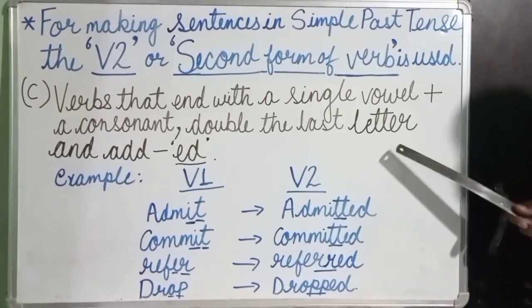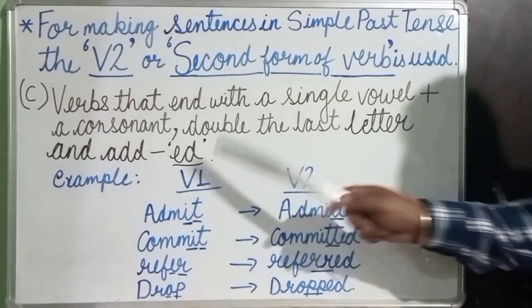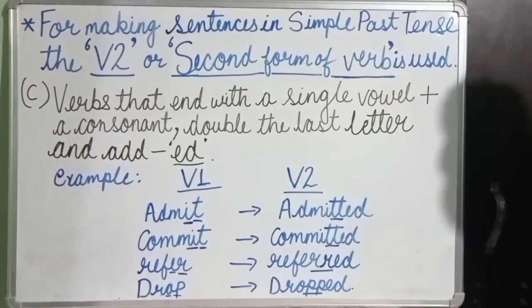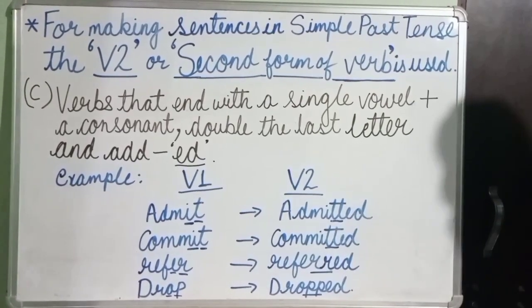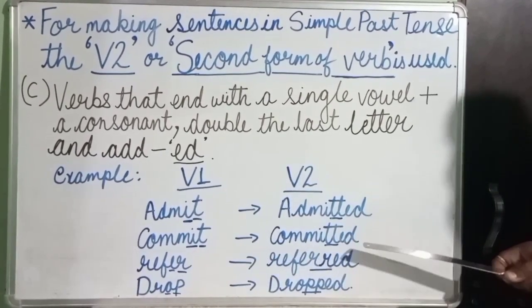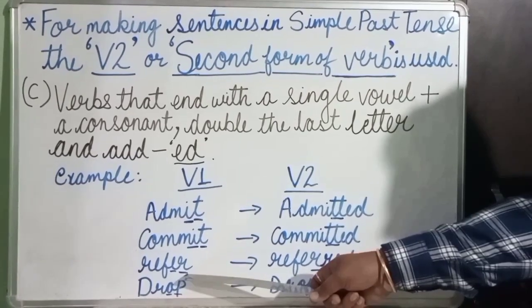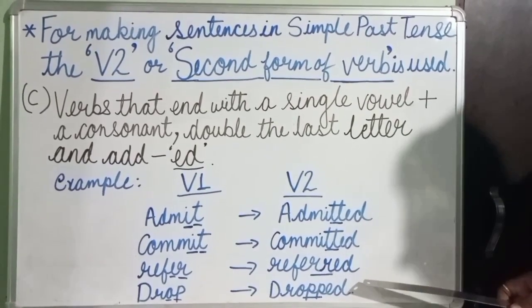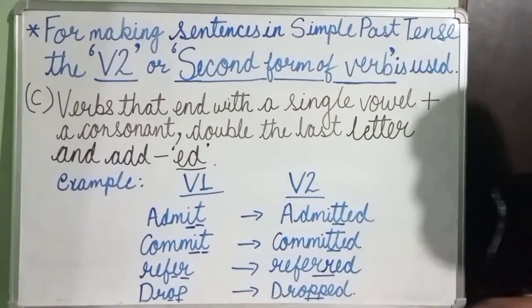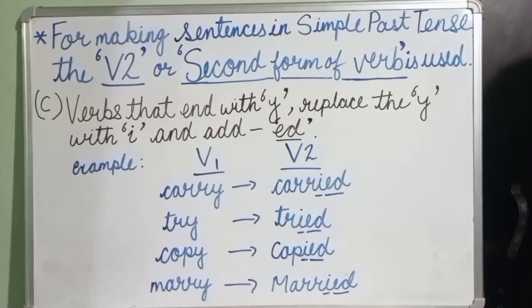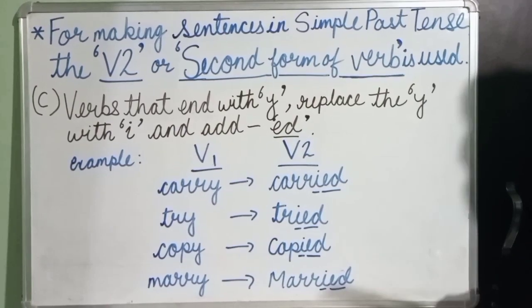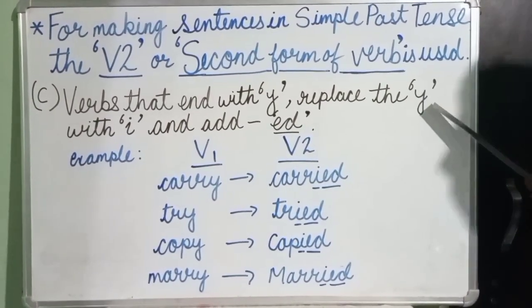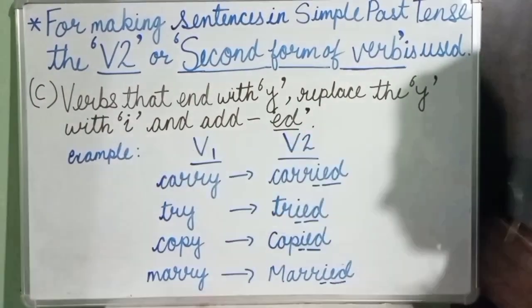Now, for the verbs that end with a single vowel plus a consonant, we have to double the last letter and add ed. For example, admit becomes admitted. Commit becomes committed. Refer becomes referred. Drop becomes dropped.